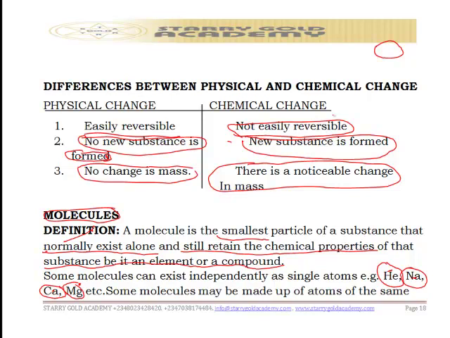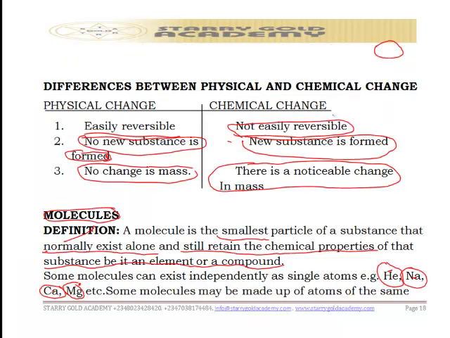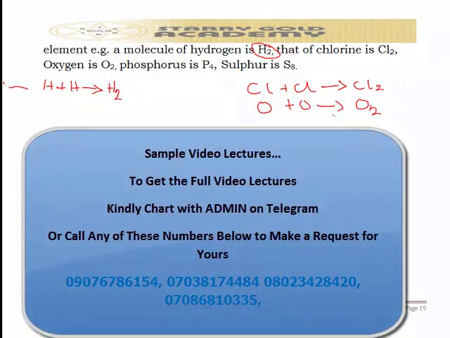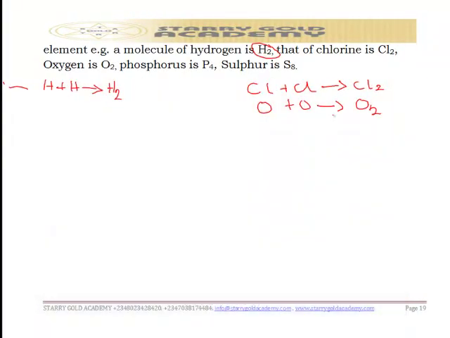We have some molecules that are made up of other elements. We have molecules that are made up of the same element, and some molecules that are made up of different elements. In our previous class, we talked about molecules made up of the same element. We have oxygen, hydrogen, chlorine, phosphorus and the like. On the screen you see the examples I gave with the red pen.